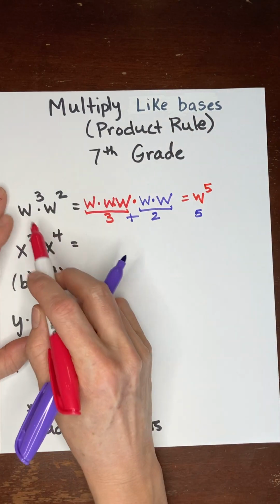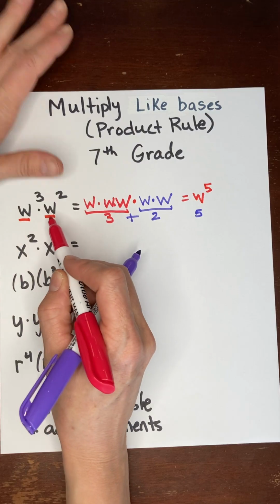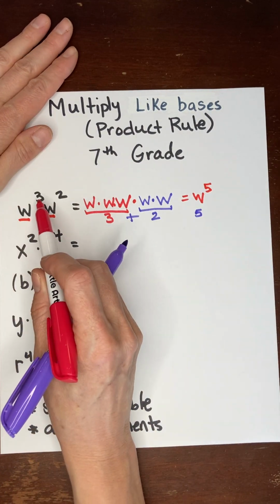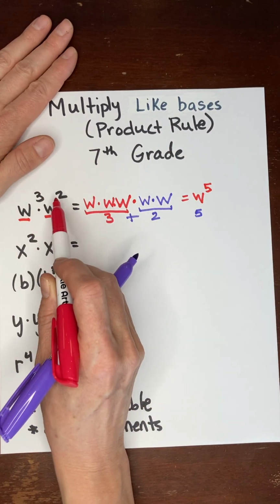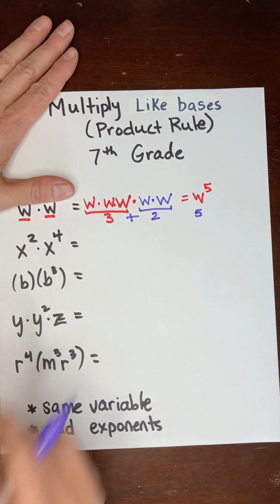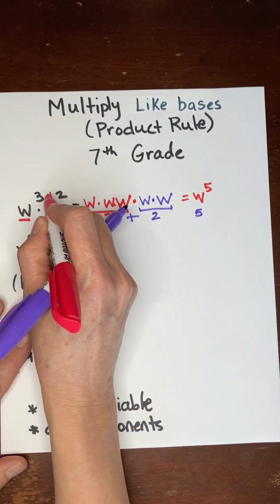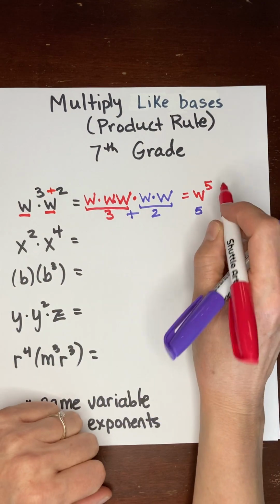Our product rule says if we multiply like bases, meaning same variable. When we did like terms, it meant same variable, same exponent, but not with like bases. Bases just refers to the number at the bottom, not including the exponent. Like bases, w, that means we can apply this rule, so we just go 3 plus 2 is 5. Our answer is w to the 5th.